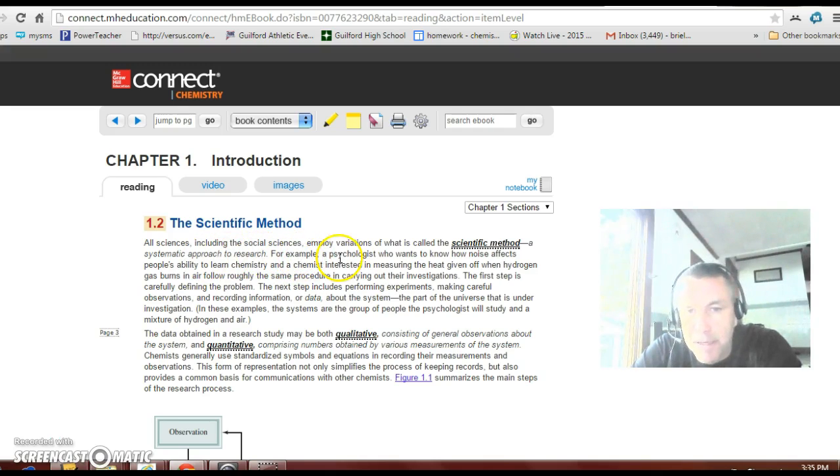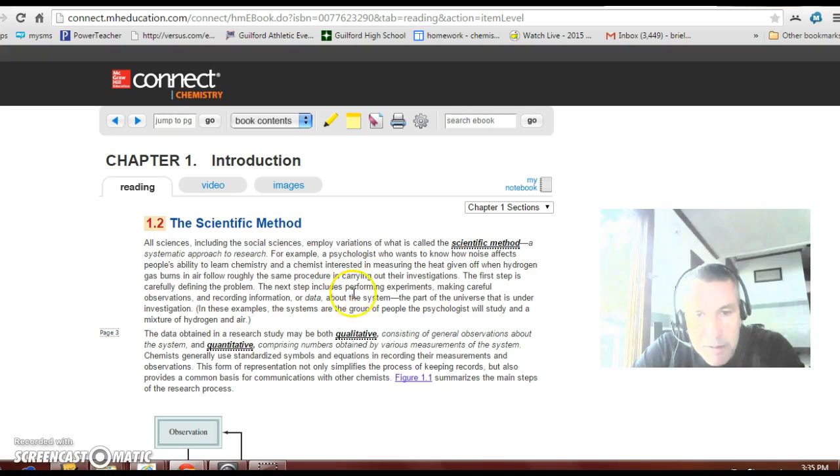For example, a psychologist who wants to know how noise affects people's ability to learn chemistry, and a chemist interested in measuring the heat given off when hydrogen gas burns in air, follow roughly the same procedures in carrying out their investigations. The first step is to define the problem. Sometimes this is called observation. In other words, observe something and wonder why. From that comes the problem.